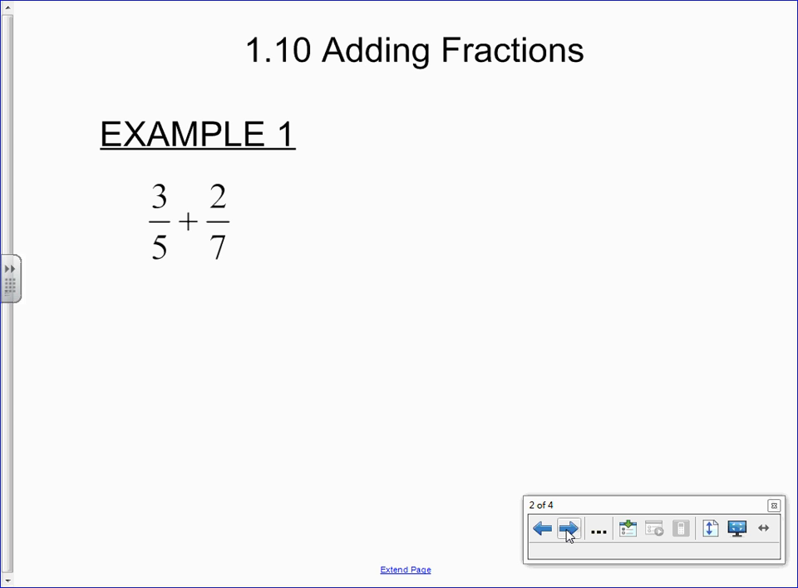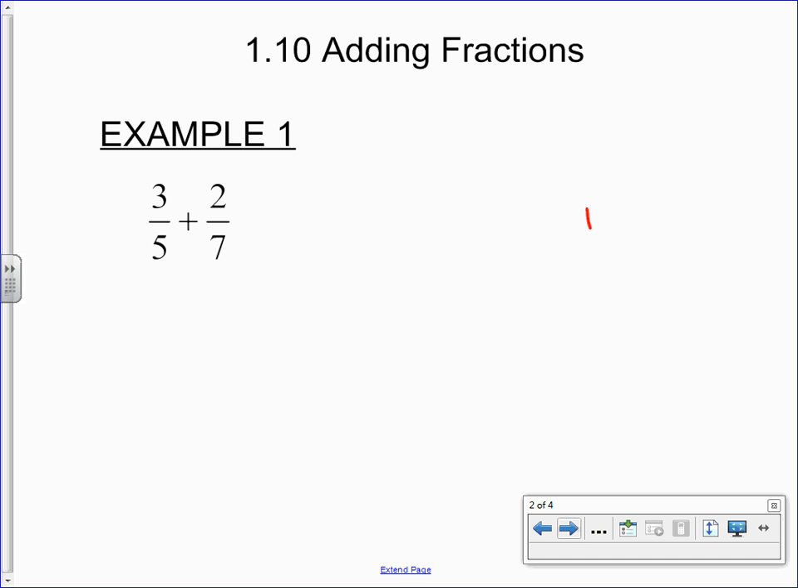Whenever you add fractions, the denominator, which is the number on the bottom, needs to be the same. In this case, 5 and 7 are the denominators, and they are not the same. So we need to find a way to make them the same number.